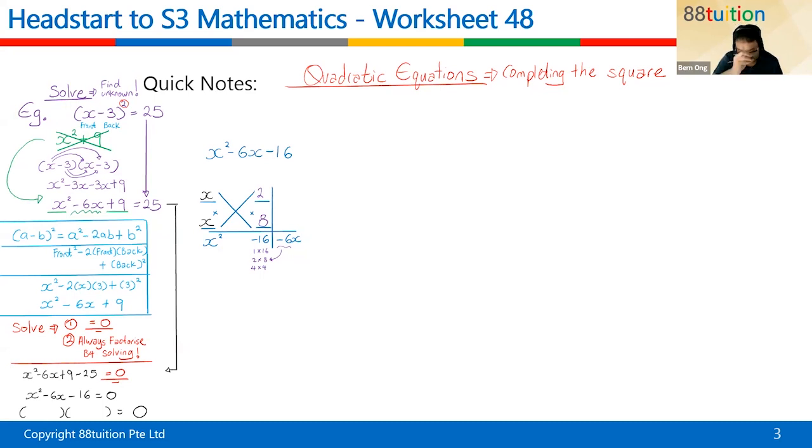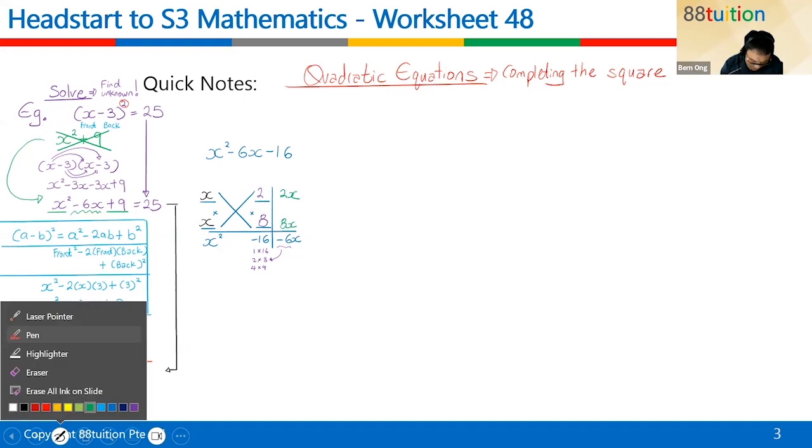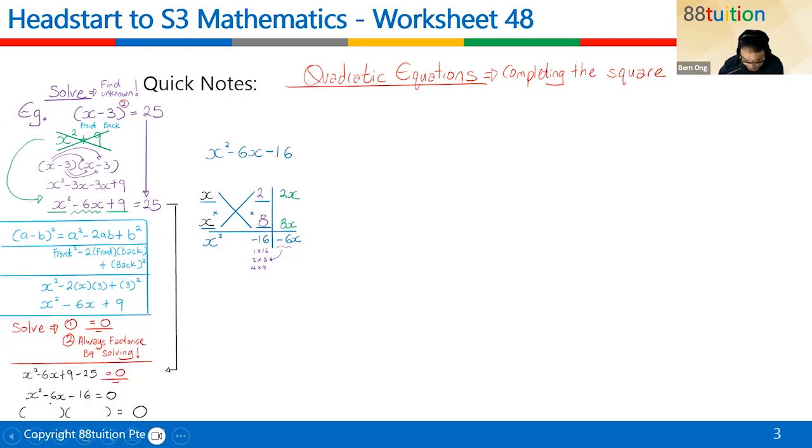Okay, so you do a crisscross. On top, the x times the below 8. X times 8 will give you 8x. And you take the below times the 2, crisscross. X times 2 will give you 2x. In order to give you the minus 6x, you need to minus 8 plus 2.